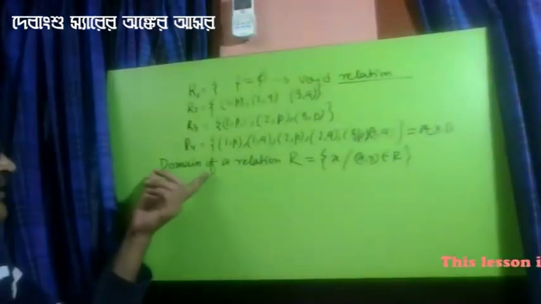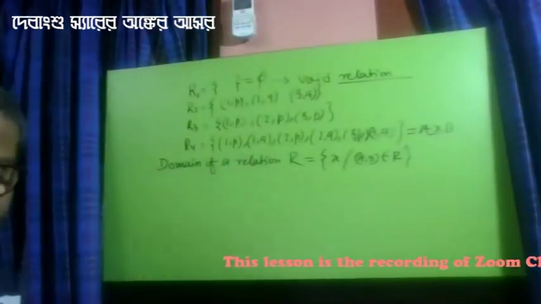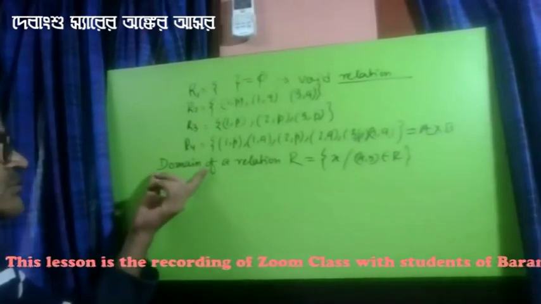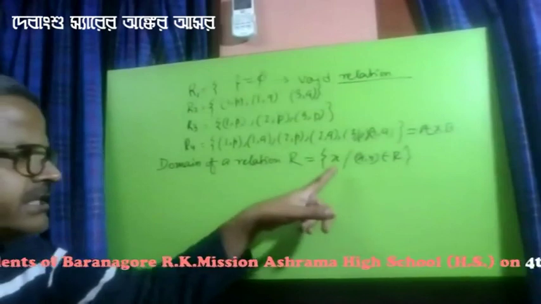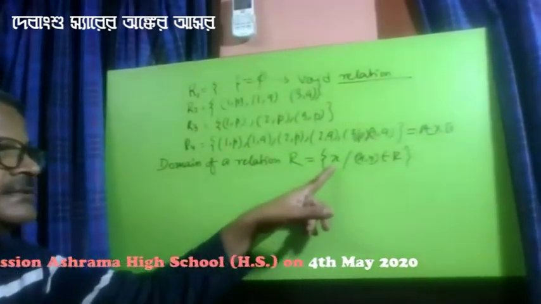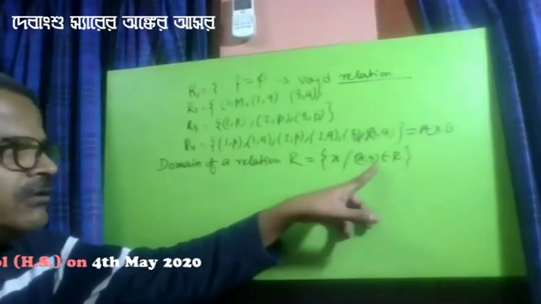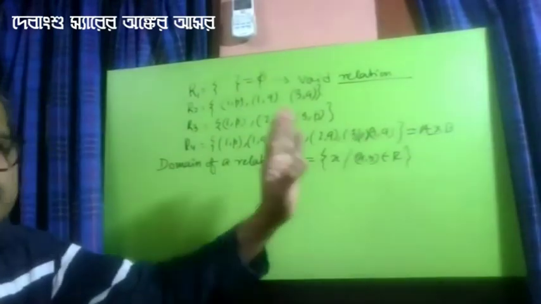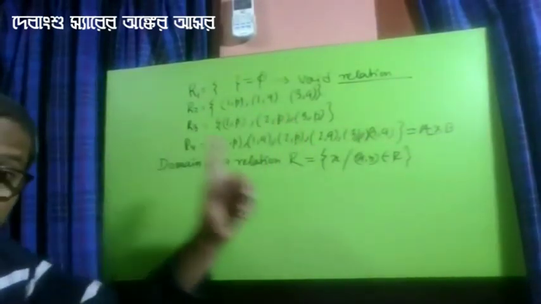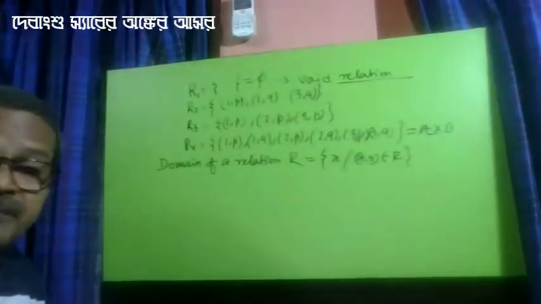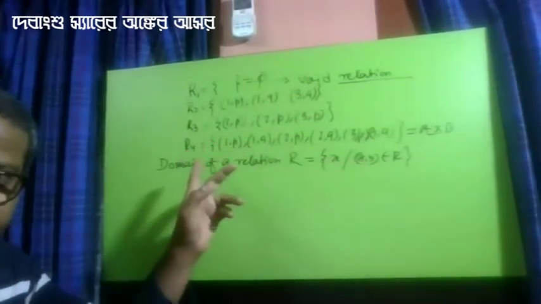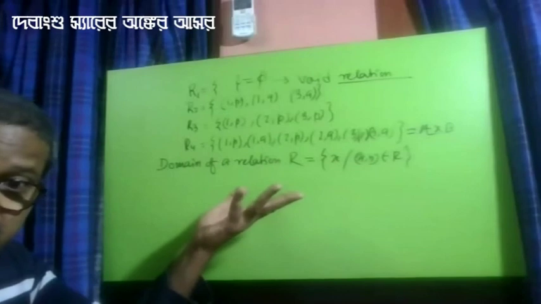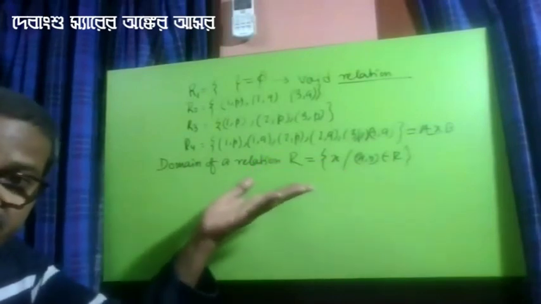Now first I will define the domain of a relation. What is the domain of a relation? Domain of a relation R is equal to the set of elements X such that the ordered pair X comma Y belongs to R. If the ordered pair X comma Y belongs to R, then we will take X in the domain. If not, we will not take X in the domain.